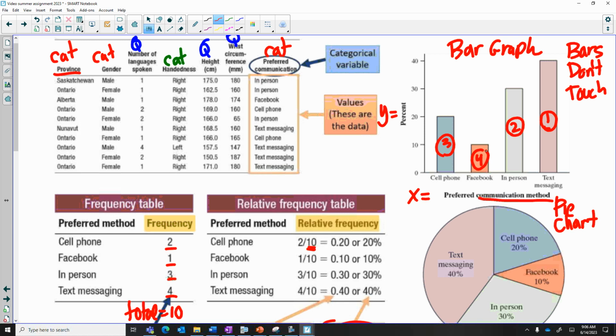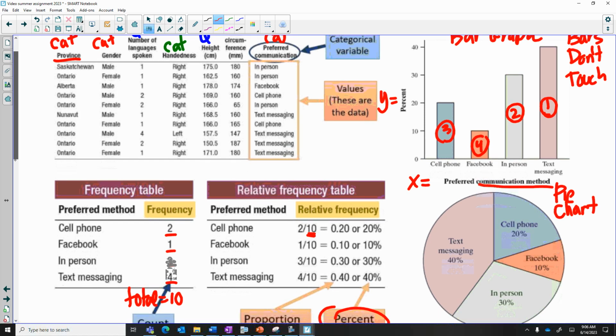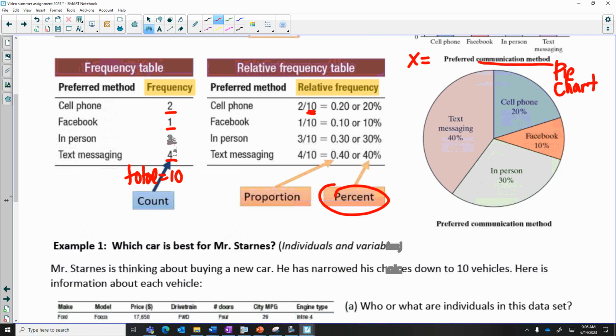Now, if we were to look at the pie chart, this is displaying the same exact data, it's just in the form of a pie chart. It's kind of harder to make pie charts by hand because you would have to get a protractor, measure the angle, and figure out the ratio out of 360 degrees. But these are often used in the news media. But again, you could see the same information here. The greatest percent or proportion of people whose preferred method is text messaging.